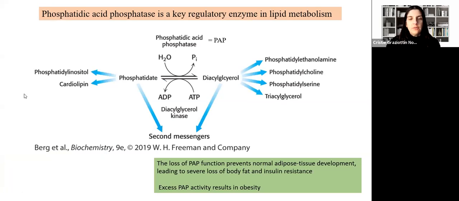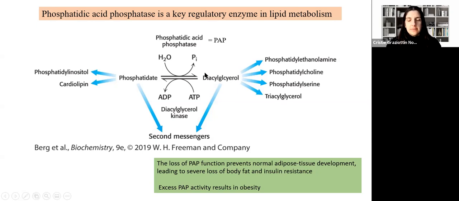So how does the organism decide if it is going to synthesize triacylglycerol, or phosphatidylethanolamine, or cardiolipin? There is a key enzyme that acts in the regulation of the fate of lipid metabolism, the phosphatidic acid phosphatase, also called PAP. If you remove the phosphate from phosphatidate, we can produce diacylglycerol. Then diacylglycerol can be used to synthesize phosphatidylethanolamine, phosphatidylcholine, phosphatidylserine, or triacylglycerol.